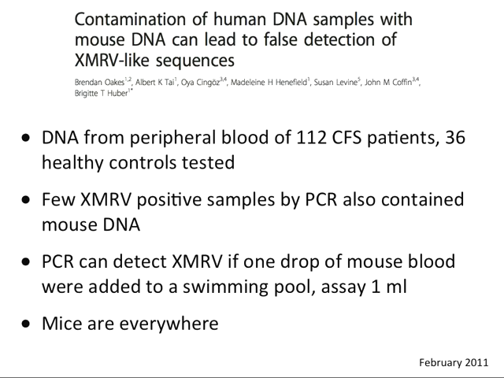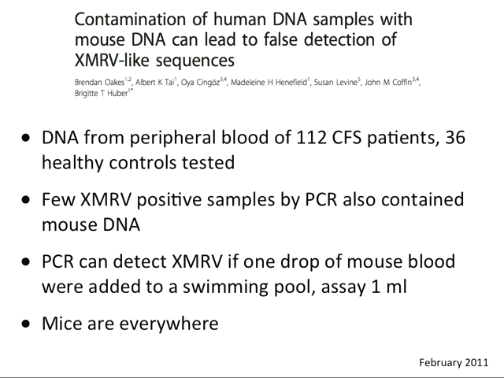That's the second paper. Third one, contamination of human DNA with mouse can lead to false detection of XMRV-like sequences. This was a CFS study from the US. Again, DNA from 112 CFS patients, 36 healthy controls. The few XMRV positives also had mouse DNA in it, so they were positive because they had mouse DNA. So they actually developed a highly sensitive assay for detecting mouse DNA in samples. And they suggest this be used in any study of the etiology of CFS or prostate cancer.